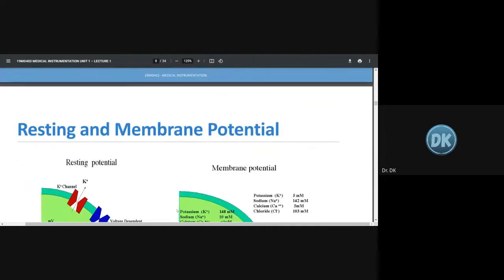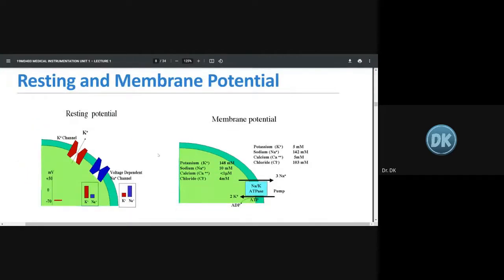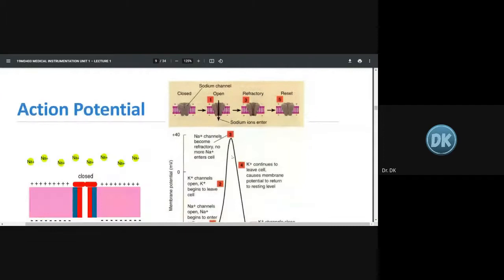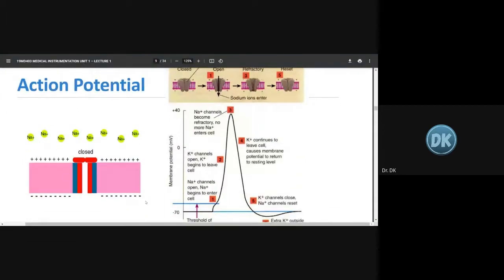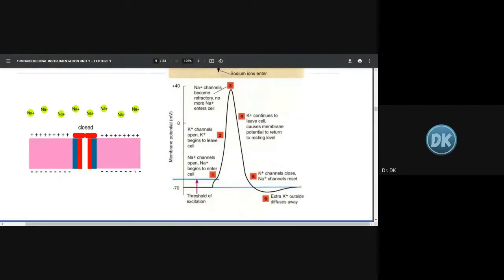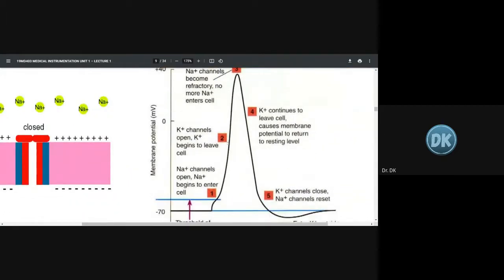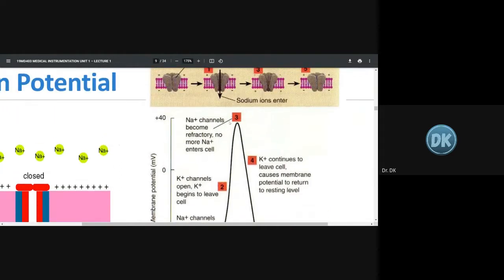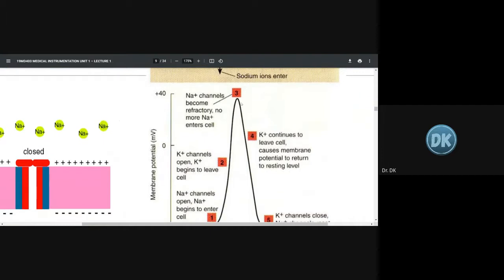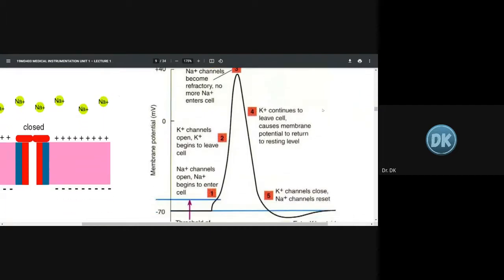Again, this is a small picture explaining resting potential and membrane potential. You would have understood this more clearly from the video which I had shown. And again the same action potential pictures, just to recap. Here you have a sodium channel. The sodium channel opens and the sodium begins to enter, and then the potassium channels open and the potassium is leaving the cell. More sodium enters and the action potential is reached, and potassium keeps on leaving the cell.